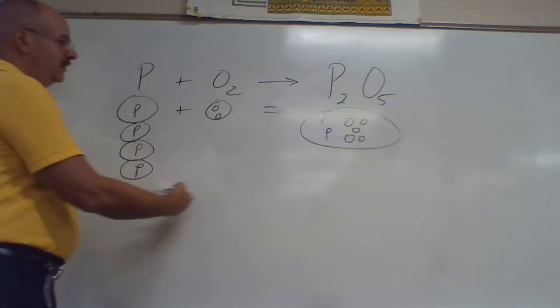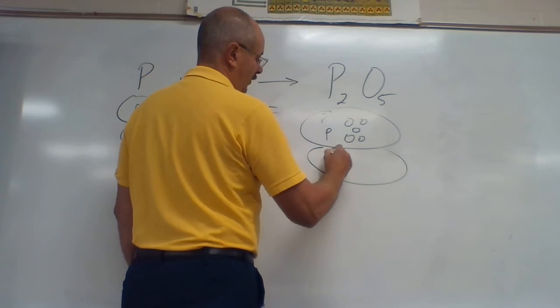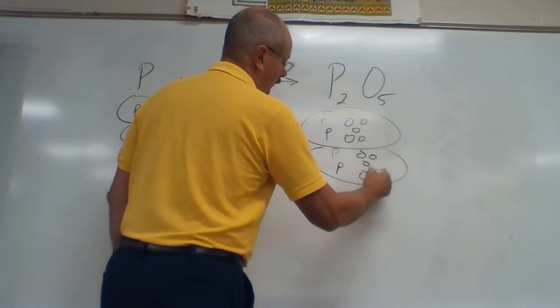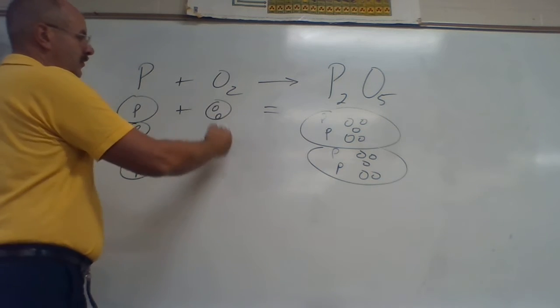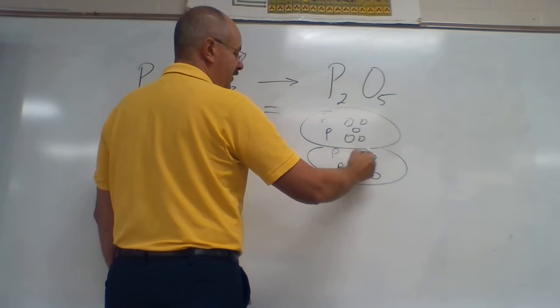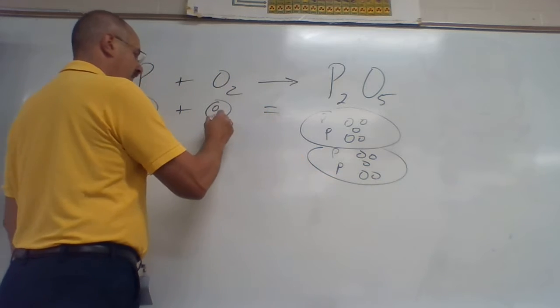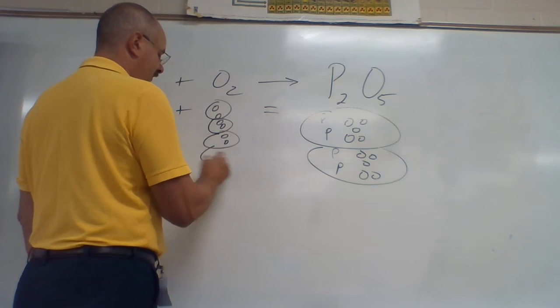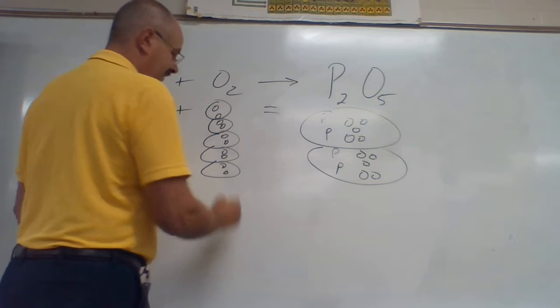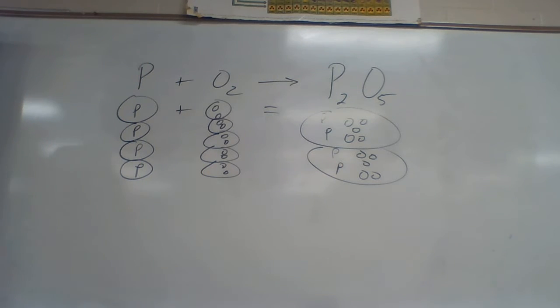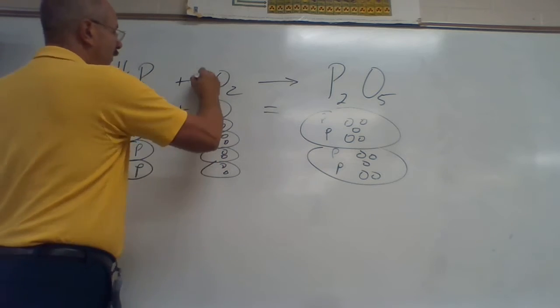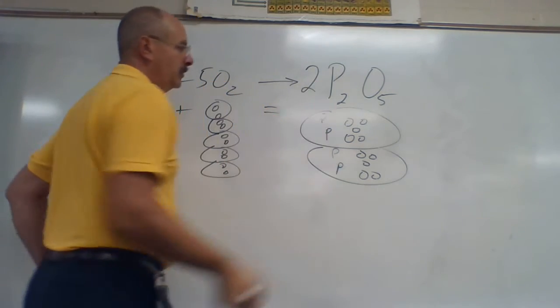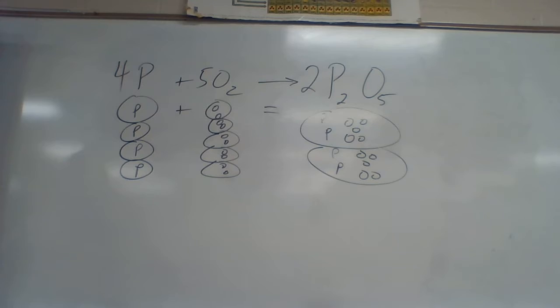So now I got 4 P's, and I only got 2. So I'm going to... There we go. Now I got 4 P's on both sides. Then I've got 2 O's, and I got 1, 2, 3, 4, 5, 6, 7, 8, 9, 10. So I need some more of these. There's 4, 6, 8, 10. There's my answer. So I got 1, 2, 3, 4, put a 4. 1, 2, 3, 4, 5, put a 5. 1, 2, put a 2. And there's my final answer.